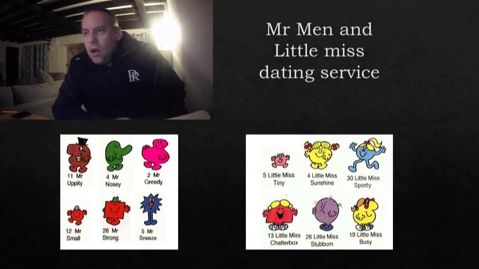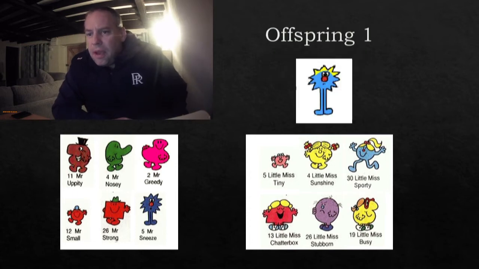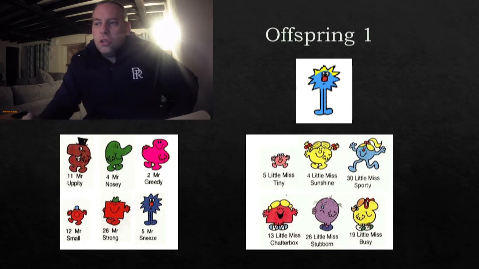So let's look at offspring number 1. There it is at the top. Can you guess who the parents are of offspring number 1? I'm going to go to the answers in a second. We'll look at the traits, look at the characteristics, decide who the two parents are. We decided? We'll come back to that in a second.